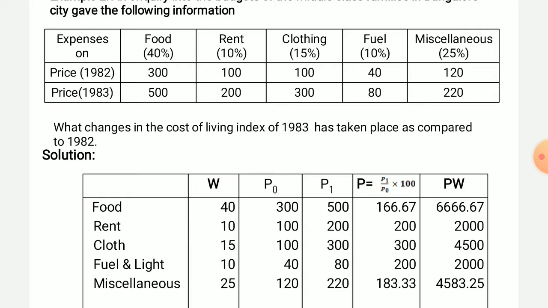So therefore what changes in the cost of living index for 1983 have taken place as compared to 1982. This is to be calculated by calculating the price index number according to family budget method.